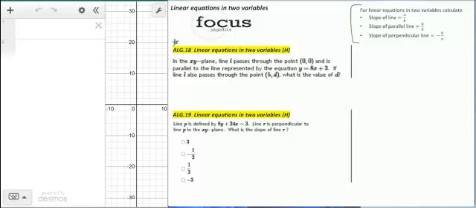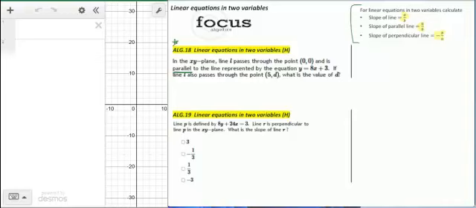The concept for this type of question has to do with the fact that parallel lines have slopes that are equal to each other. Okay? So if the original line has a slope of a over b, then the parallel line will also be a over b. If you're dealing with a perpendicular line, then its slope would be the negative reciprocal, so negative b over a for a perpendicular line. In this example here, we're looking at a parallel line.